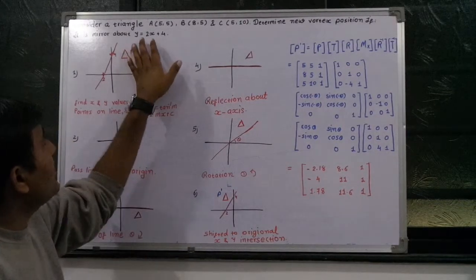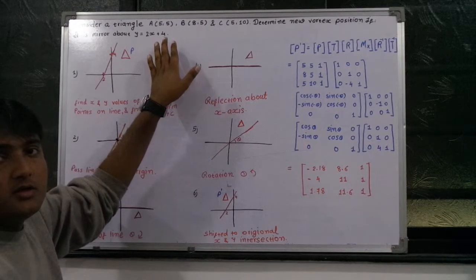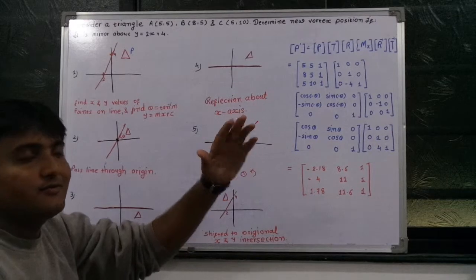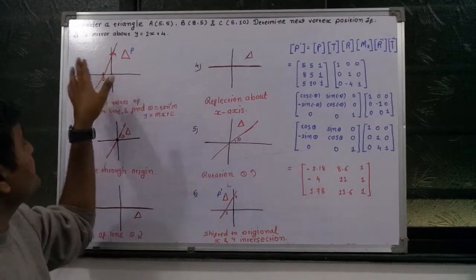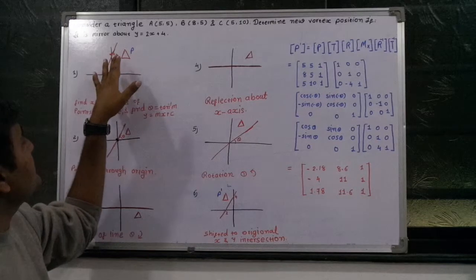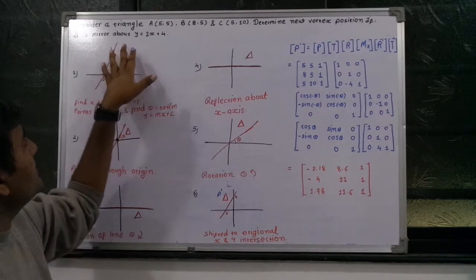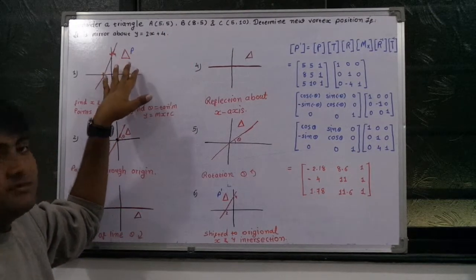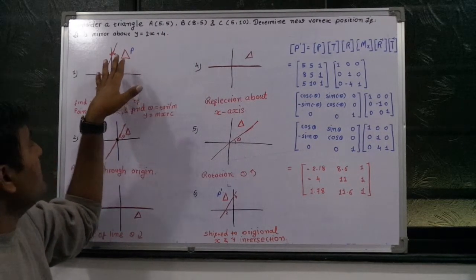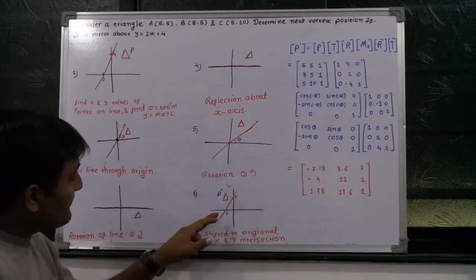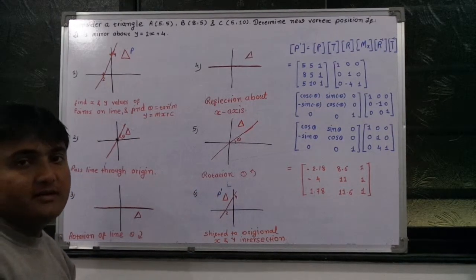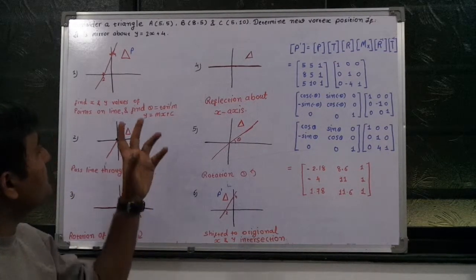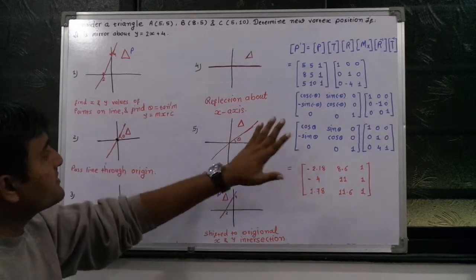So one line is given, y equals 2x plus 4. We need to reflect our triangle about this line. It means the first position is this one: when the line is given and the point matrix P, meaning this triangle with vertices A, B and C, is placed on one side of the line, what we require is its reflection on the other side of the line. It is very simple, but we need to understand lots of things in order to derive these equations.